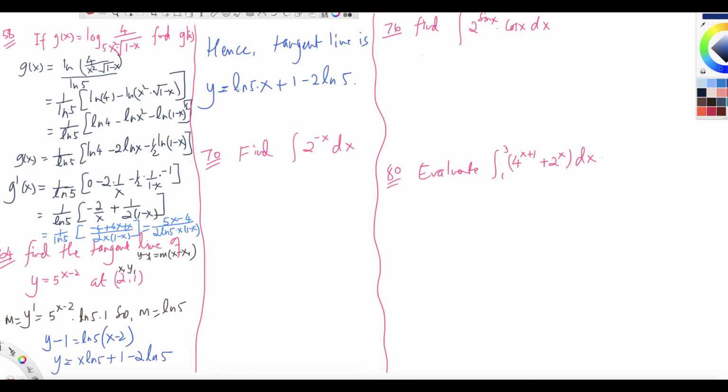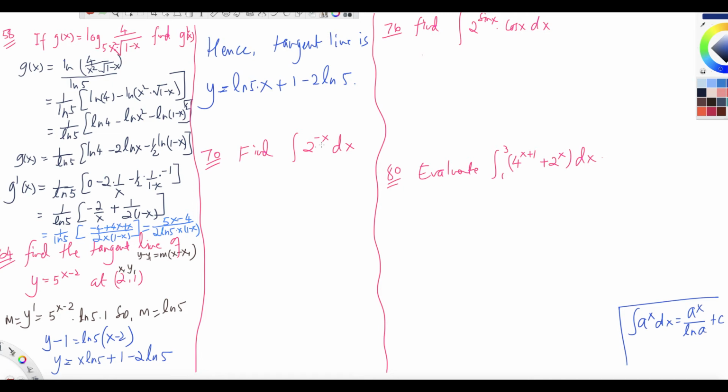Okay guys, the next one is number 70. It is asking to find the antiderivative. How do I find the antiderivative? If it is a to the x, the formula we know, let me write it down: the integral of a to the x dx, not e to the x, a to the x, equals a to the x over natural log of a plus c. That's what we found in the last video, right?